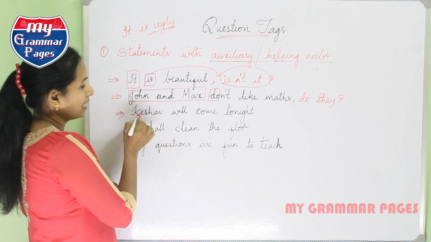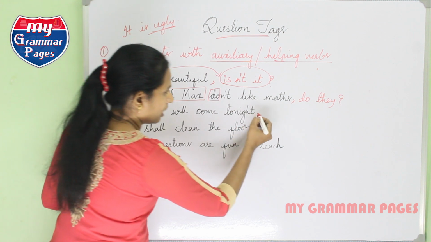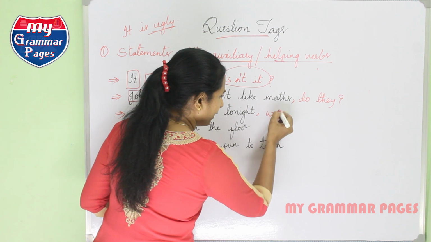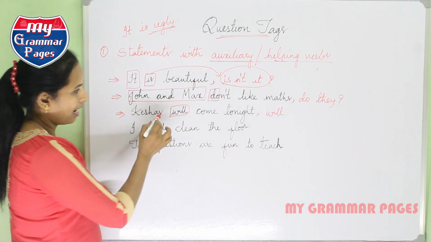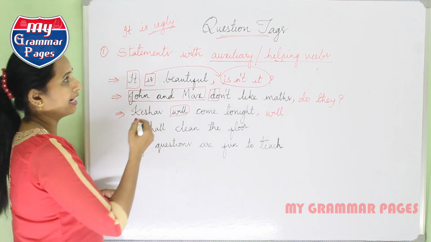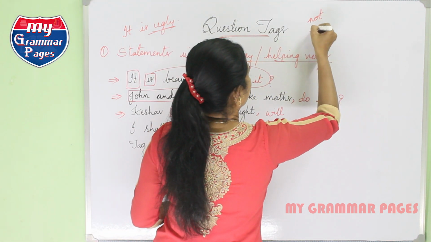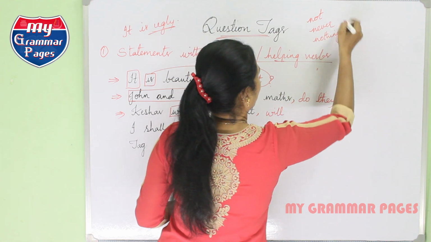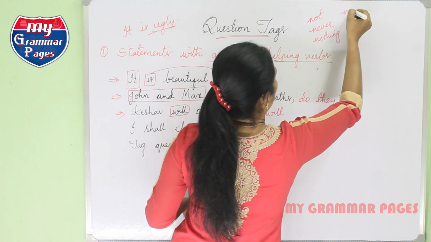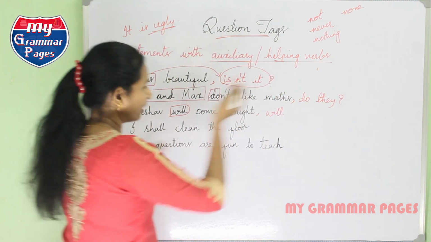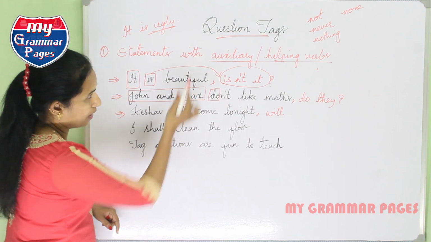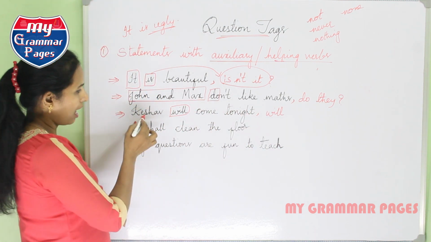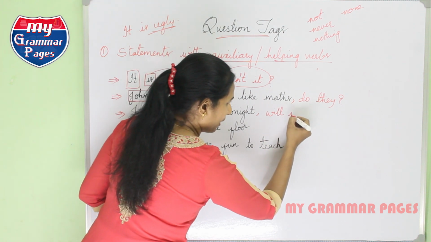Now the third example. Keshav will come tonight. Keep a comma. This is the helping verb and we are writing the word will as it is, and this is a positive statement because we don't have the addition of not, never, nothing, no one, that is none. If these words are present, they are negative statements. As not even a single one is present, I am considering it as a positive statement and taking the tag as a negative one.